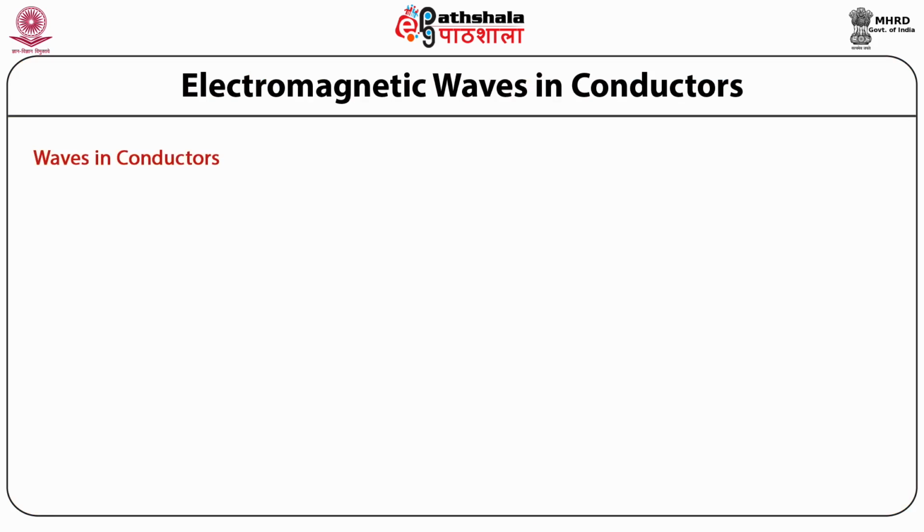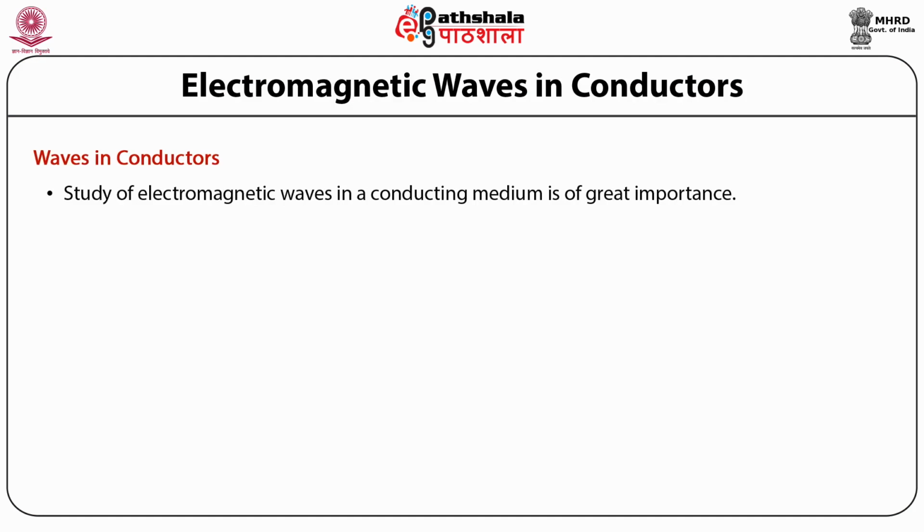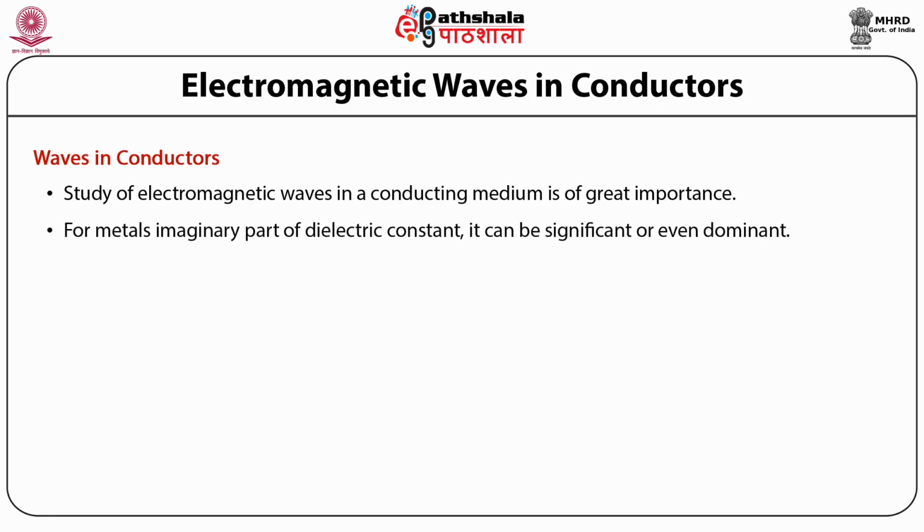So next is electromagnetic waves in conductors. As we have mentioned above, the dielectric constant of a material is complex whether the material is a dielectric or a metal, whereas for insulators by and large the imaginary part is small and can often be neglected. For metals it can be quite significant and even dominant. We now look at the behavior of electromagnetic waves in metals in some further detail because of the importance of the subject.